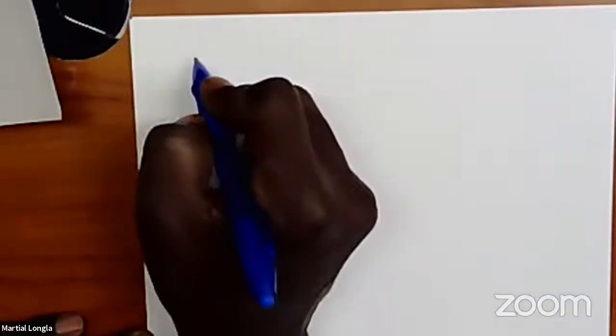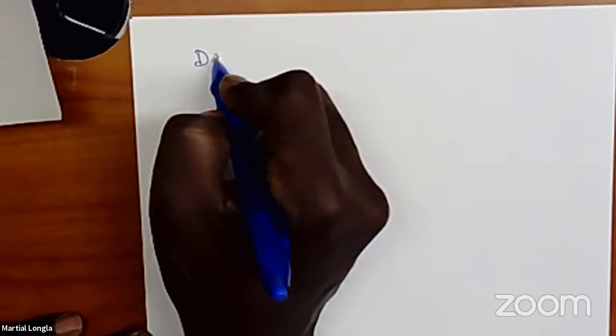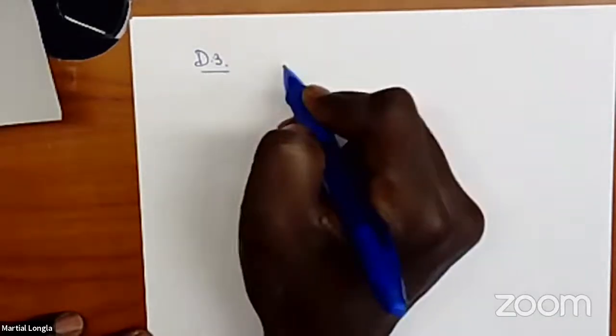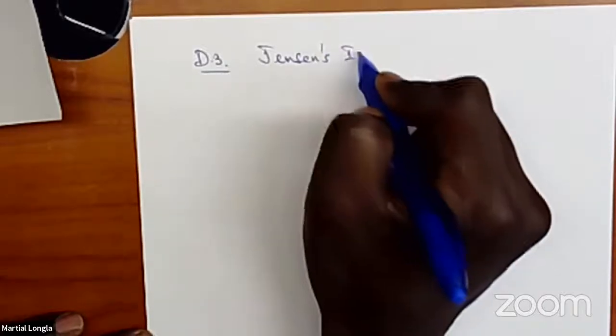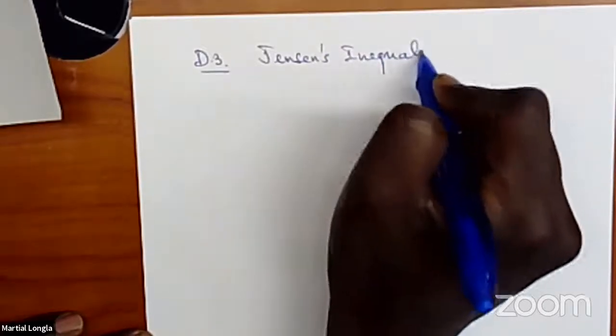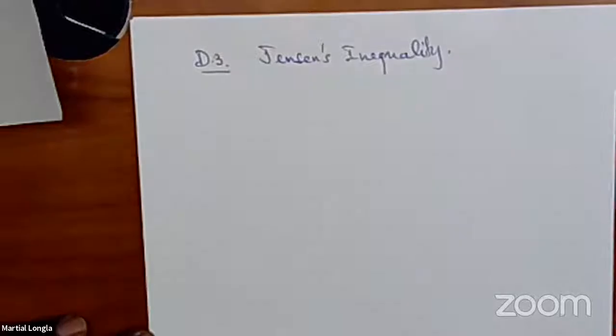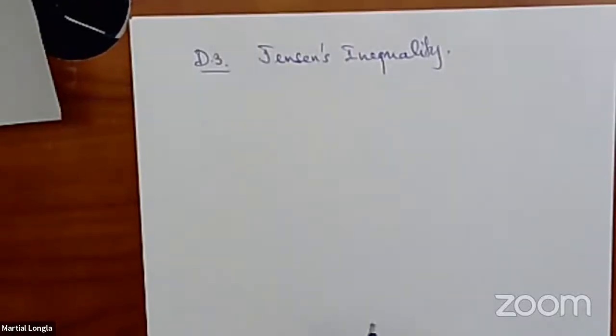All right, D3. And that will be Jensen. And the last inequality. No more after that. If I put another one after this, you say no, you said it was the last one.